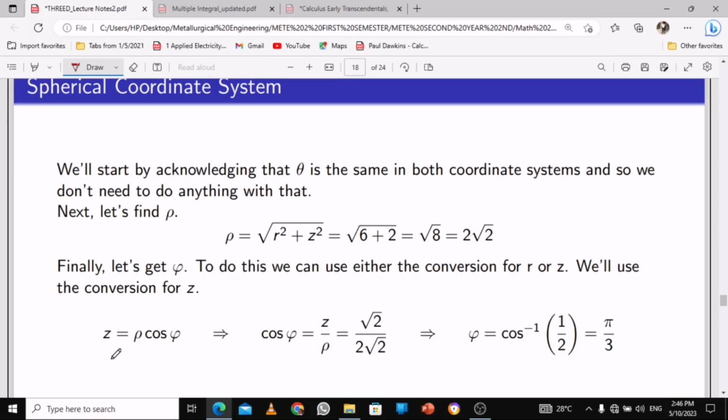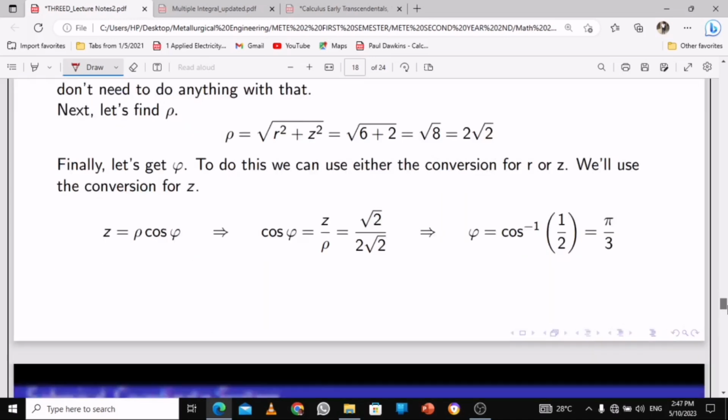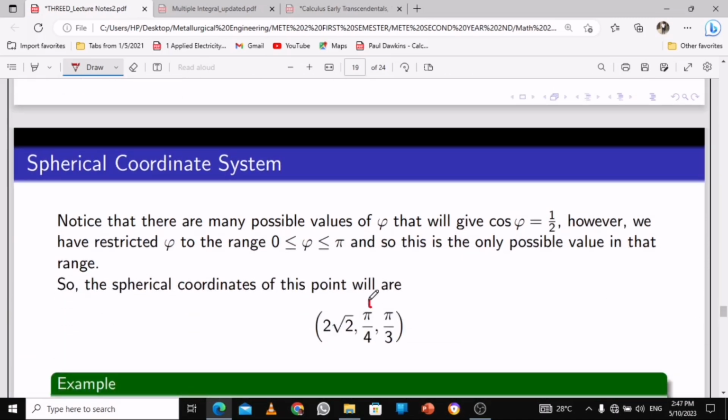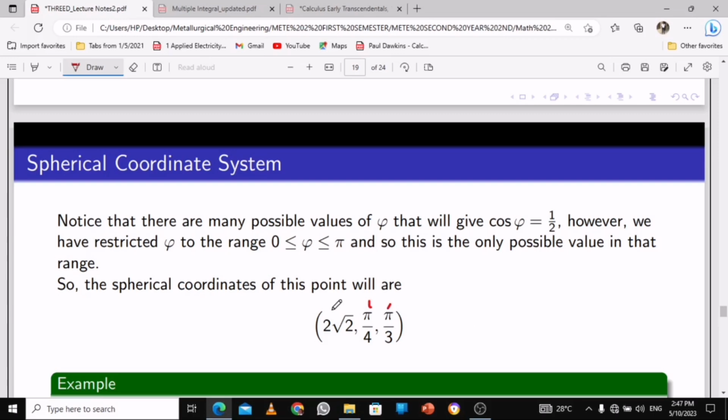Then you find phi. I told you that z is equal to rho cos phi. So you make cos phi the subject and find the inverse. Cos phi is z over rho. We know z is given to us, and we have found rho. So phi is the cos inverse of z on rho, and we get pi on 3. And that's all. Our theta is the same. As simple as that.